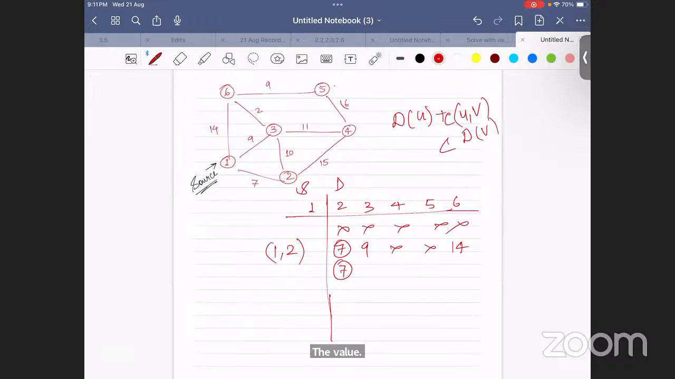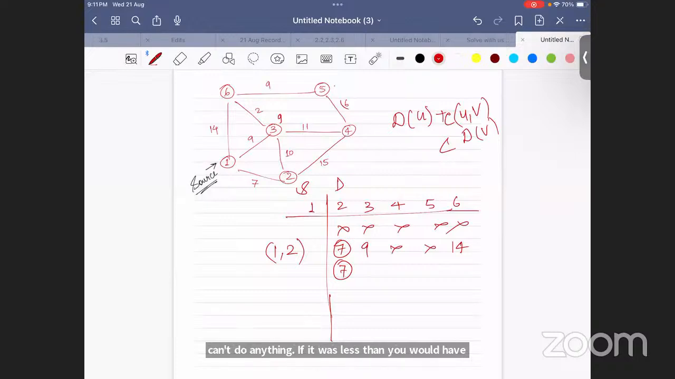See what happens. I'll give you one example again. From 1 to 3, it was fine. From 1 to 3, even if you are using 2, it will be 7 and 10, that is 17. But you already have 9 as a weight, right? As it is 17, that is greater than 9, so you can't do anything. If it was less, then you would have replaced that value. Correct? Is it clear or not?